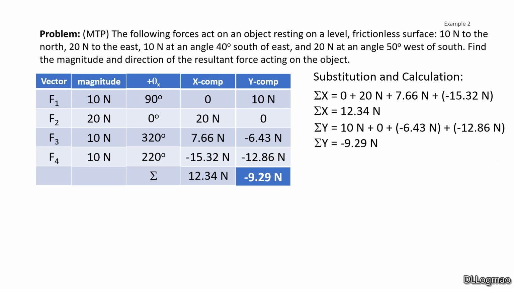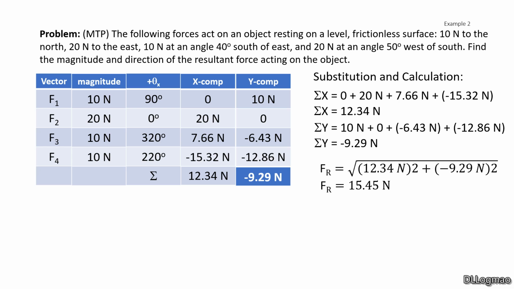Substituting the sum of the x components and the sum of y components into the Pythagorean theorem formula, the magnitude of the resultant force is 15.45 newtons. Notice that the sum of x components is positive, while the sum of the y components is negative. This shows that the quadrant where the resultant vector lies is the fourth quadrant. And that fourth quadrant is equivalent to between east and south.